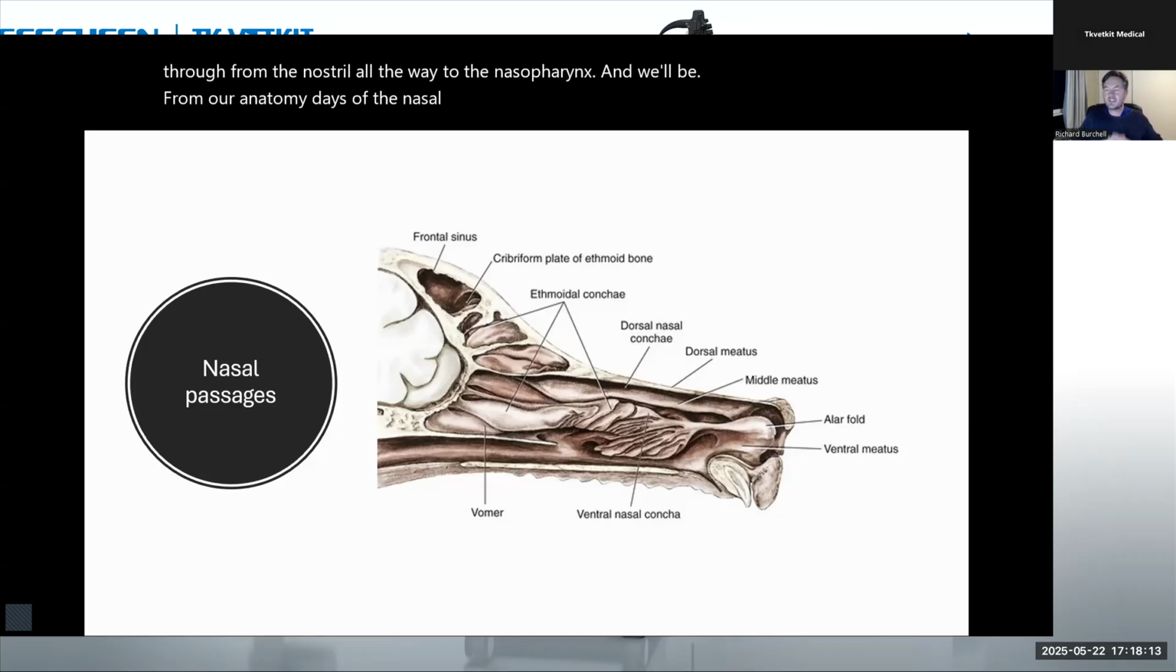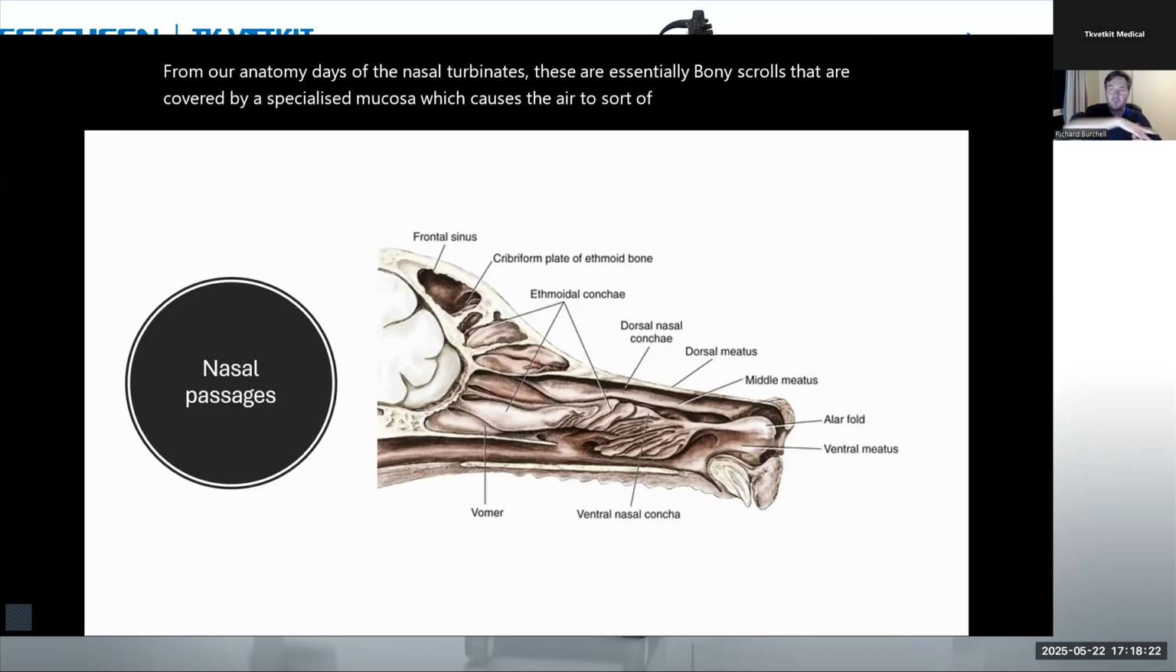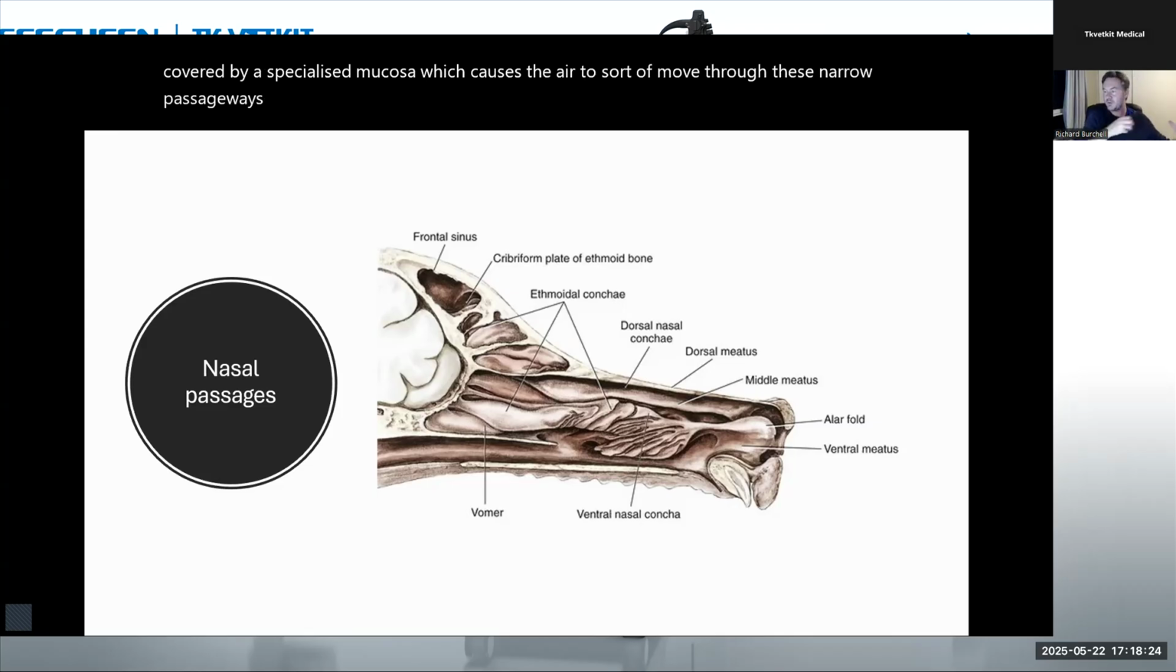These are essentially bony scrolls that are covered by a specialized mucosa, which causes the air to move through these narrow passageways, through this little labyrinth. And there are a number of important physiological purposes for that.